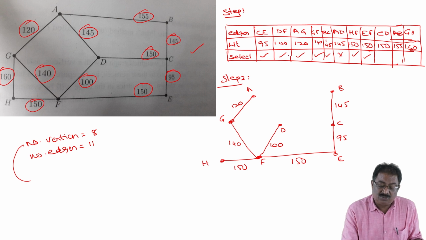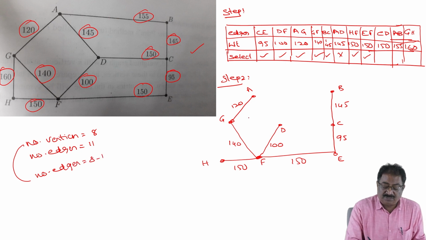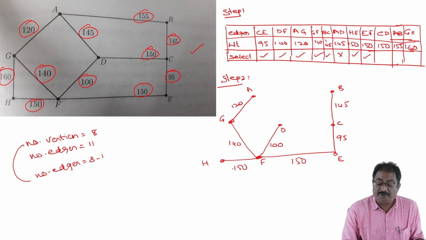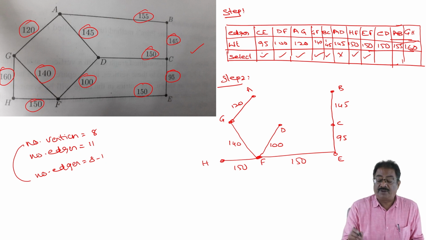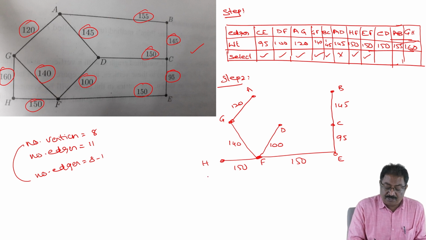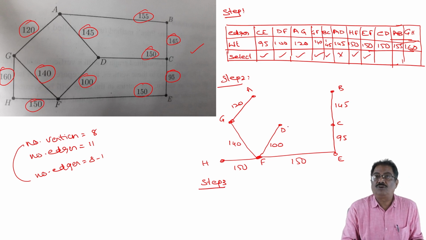How many edges? 1, 2, 3, 4, 5, 6, 7. 7 is over. So here the number of edges in the spanning tree is 8 minus 1, so 7 edges are over. 1, 2, 3, 4, 5, 6, 7. Okay, this is over. Now 7 edges are going to be considered. While considering this, there is no loop going to be formed.